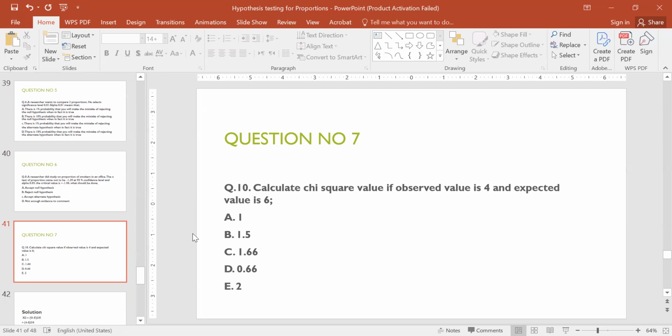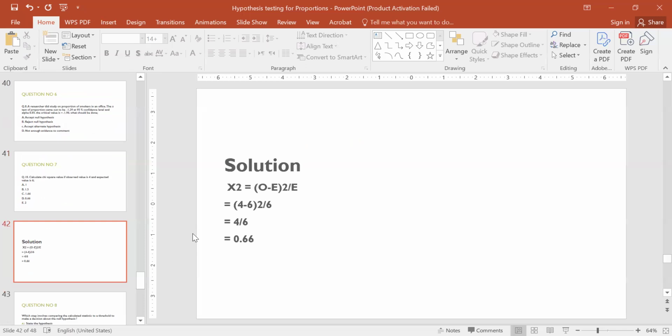Question number 10, calculate chi-square value if observed value is 4 and expected value is 6. I can give you a hint that observed minus expected square divided by expected frequency was the formula. You can see the solution of it. 4 minus 6, we take the square of it, we divide it by 6. 6 is the expected value. So the answer comes out to be 0.66.